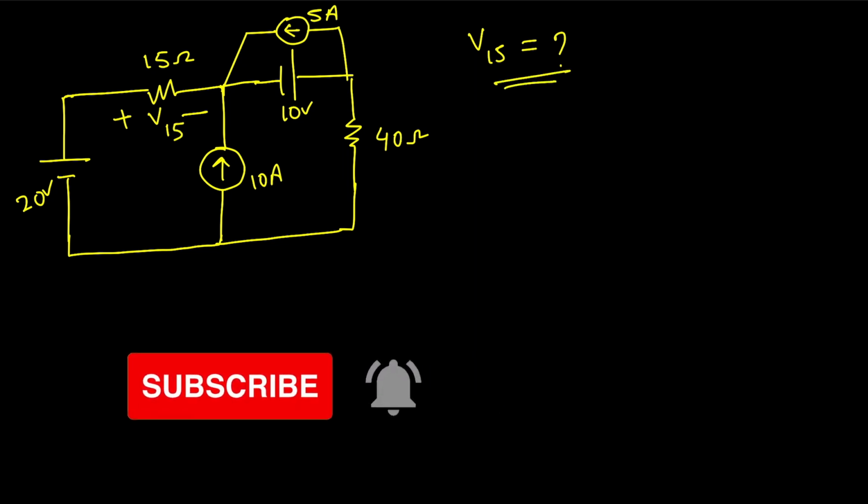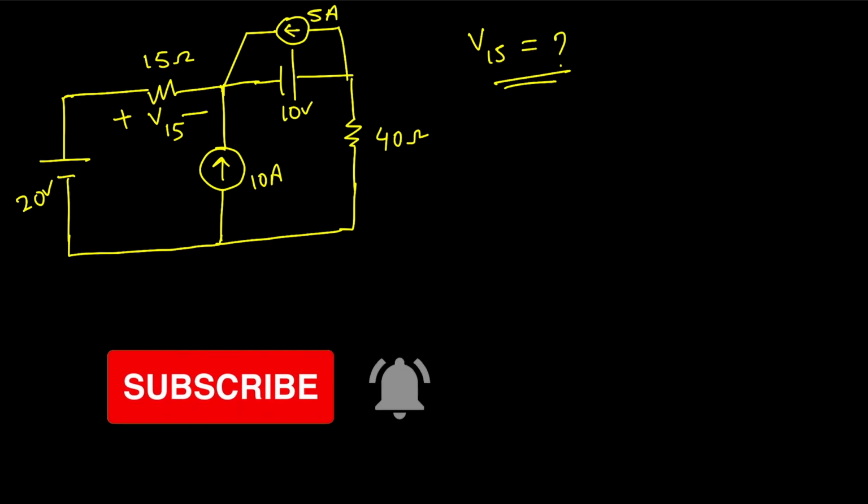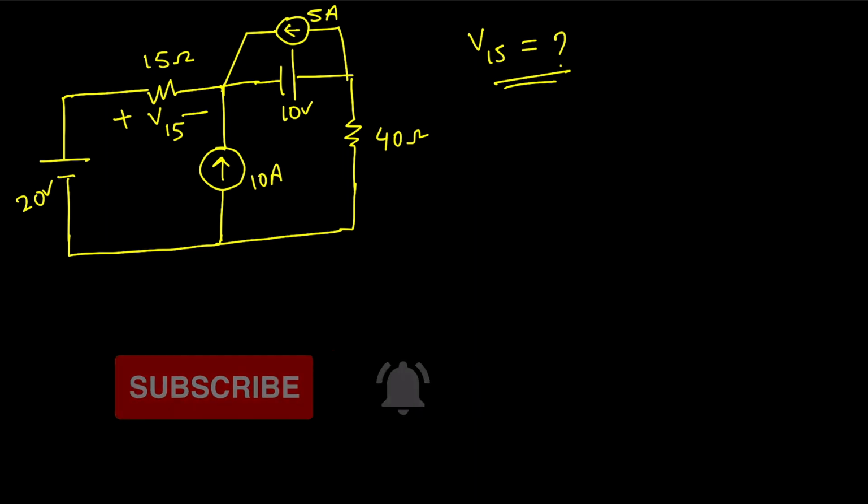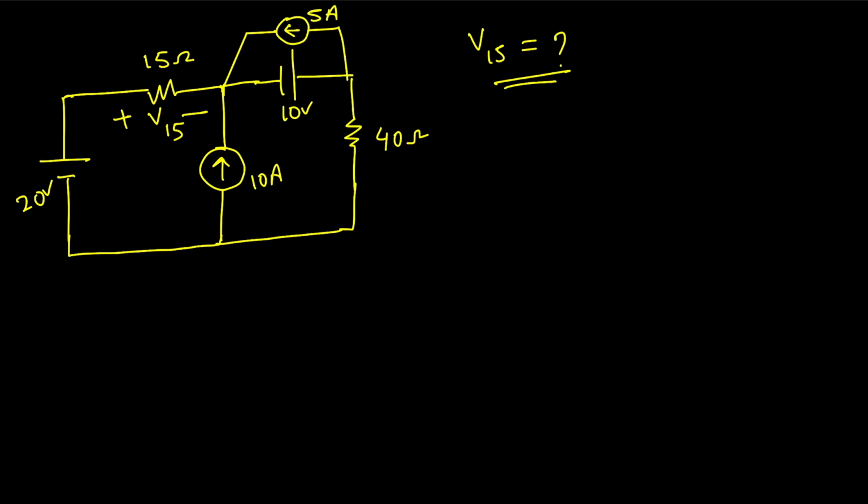So here we need to use the KCL. Now we need to identify the nodes. In this node, the potential is 20 volt. In this node, the potential is 0 volt. So this will also be 0 volt, and this will also be 0 volt. But we don't know the potential of this one, V1, and this one is V2. That means V15 will be 20 minus V1. So we need to know the value of V1.